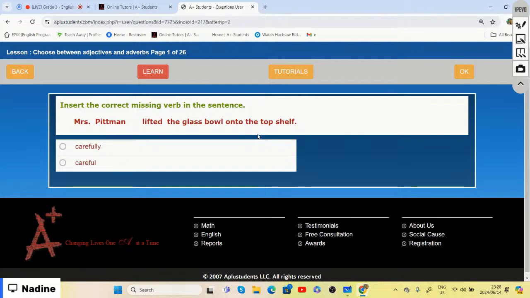So it says, Mrs. Pittman, do we say Mrs. Pittman carefully lifted the glass bowl onto the top shelf, or do we say Mrs. Pittman careful lifted the glass bowl onto the top shelf? Remember, we need to also look at what is being described. Is it the noun or is it a verb?